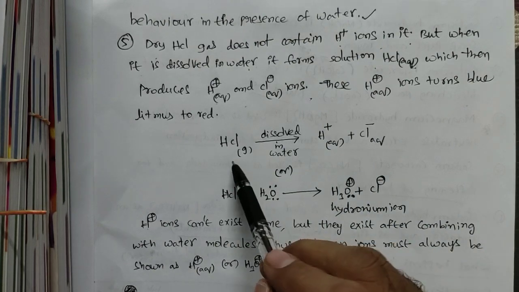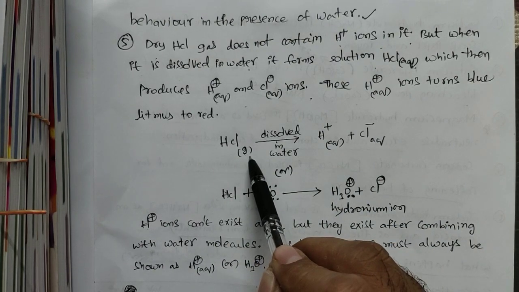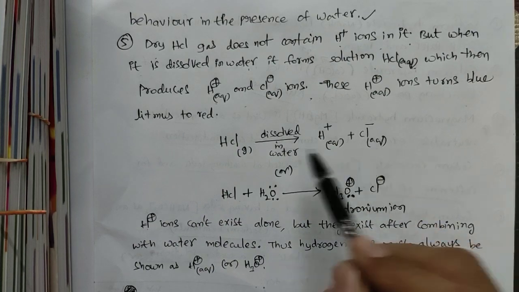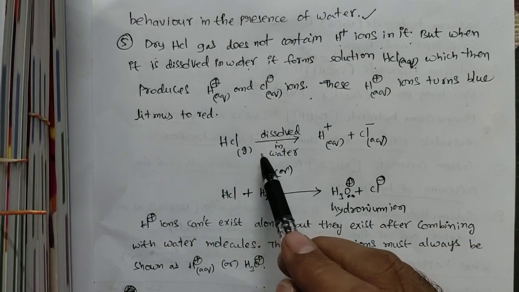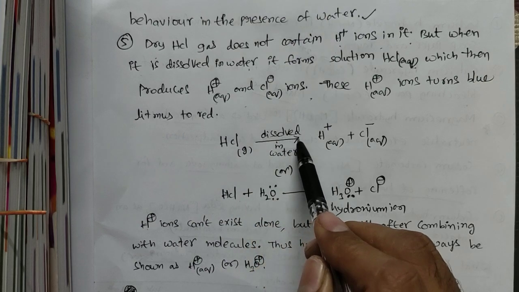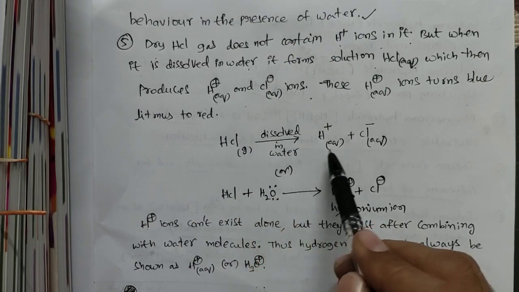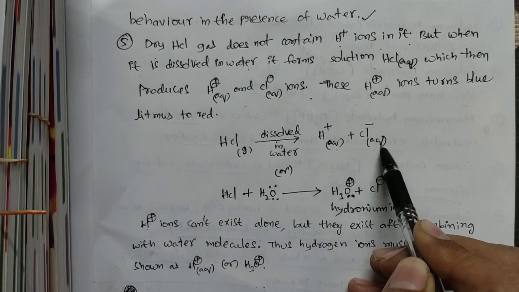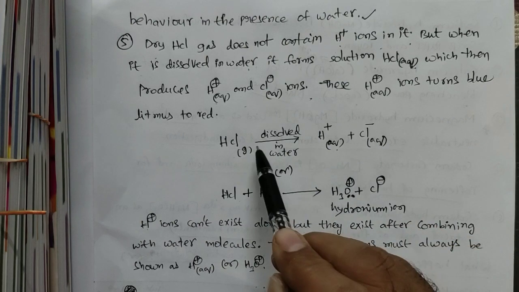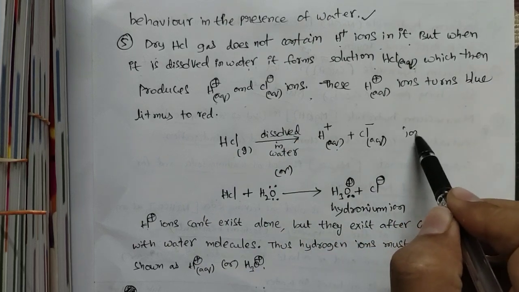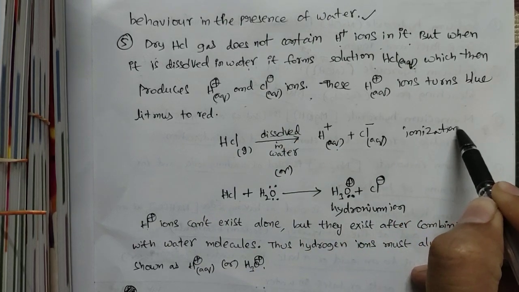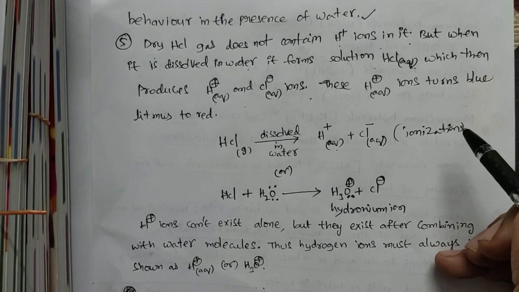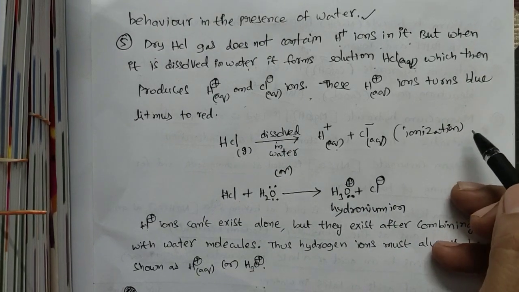Simple HCl gas is not ionized into H plus and Cl minus, but as soon as you put this HCl in water, it undergoes ionization to form H plus aqueous ion and Cl minus aqueous ion. This process is called ionization. The process of splitting of a compound into ions is called ionization.